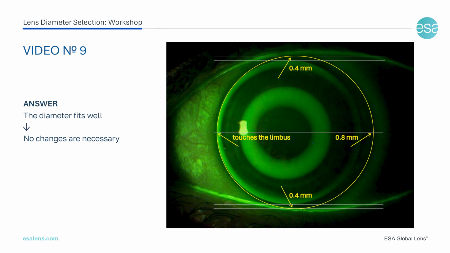The total clearance is exactly 0.8 mm along both the vertical and horizontal meridians, providing a consistent 0.4 mm gap on all sides. Since these measurements equal our desired values, the diameter is considered ideal. Note that the practitioner is not holding the eyelids in this video, which makes it more difficult to evaluate the diameter. This approach is not recommended.